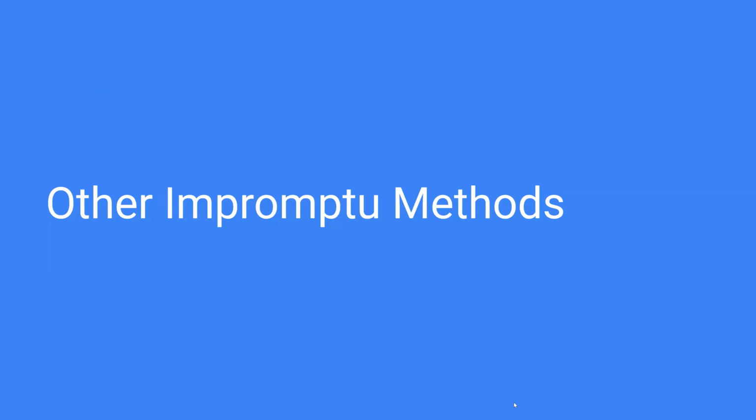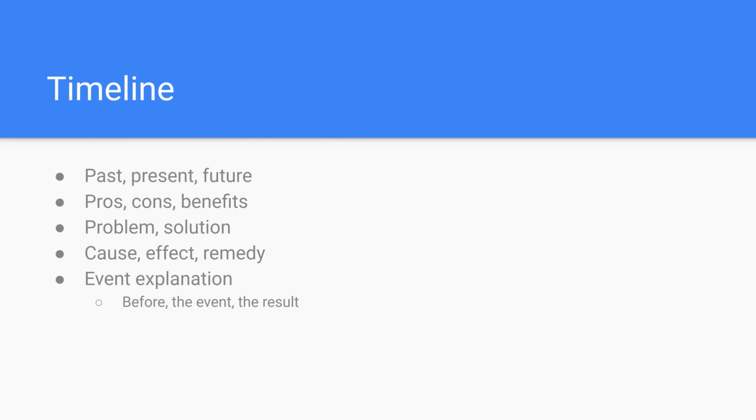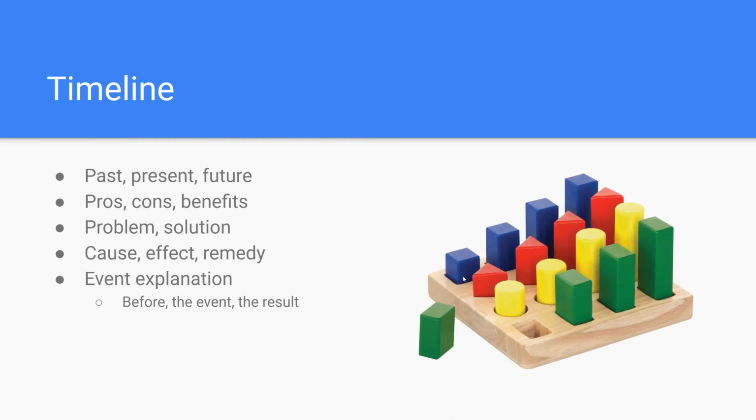Now, this isn't the only method for developing an impromptu speech. There are a few other approaches. Here are a couple more. Now, the timeline method is where you're looking at a linear approach. So we're usually looking at past, present, future, maybe an event explanation, like what led up to an event, what was the event, and what were the results. You'll see that a lot with history or with certain types of documentaries where they have that kind of approach.